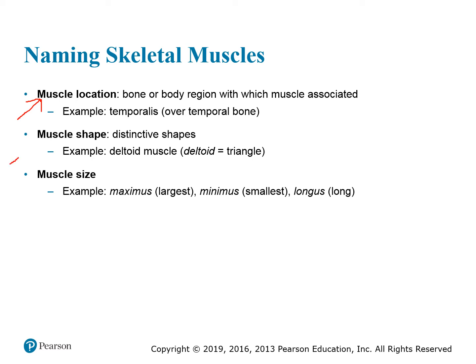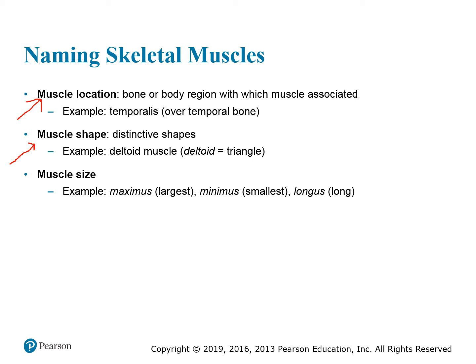Muscle shape can also contribute to how a muscle is named. You have the deltoid muscle, which is the shoulder cap. It's right on your shoulder. It's where you get a lot of injections. So it has a triangle shape, and that corresponds to the Greek letter delta.